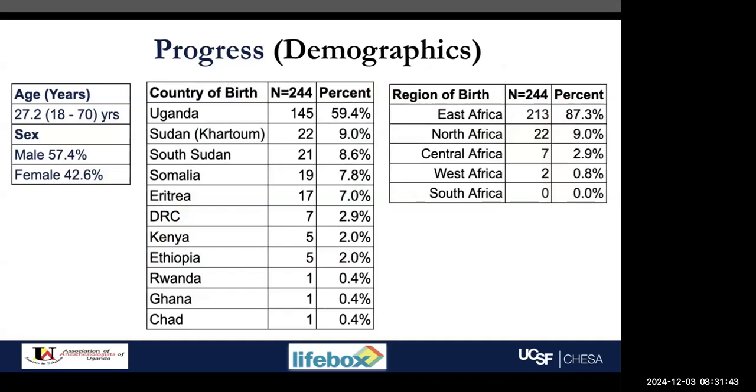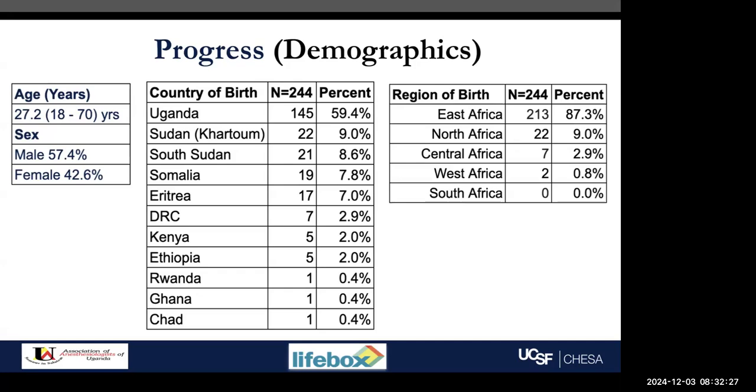So, an update so far with the demographics. Our mean age has been 27.2, and the range is from 18 to 70. 57.4% are male. So far, the countries that we've been able to recruit up to date, we have had participants from Uganda, where the study is being conducted, and participants whose country of birth was Sudan, South Sudan, Somalia, Eritrea, DRC, Kenya, Ethiopia, Rwanda, Ghana, and Chad. That's a representation of the different countries.